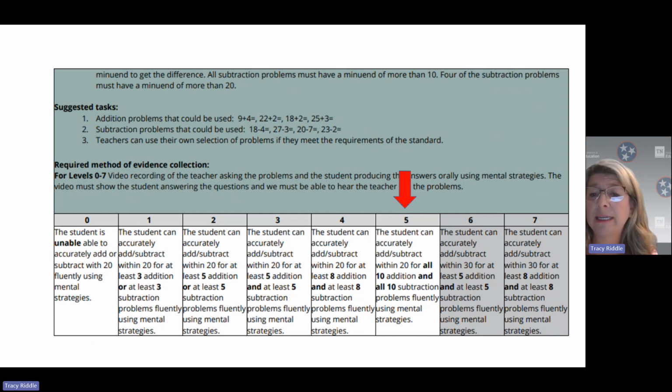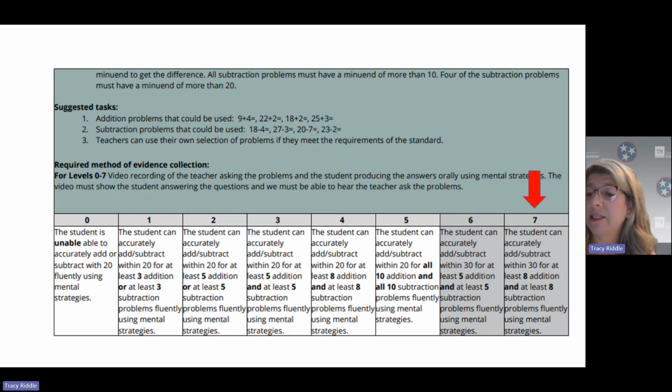Students that have mastered the first grade standard completely at a level 5, then you can assess them on the second grade standard. Remembering that in second grade, we are adding and subtracting using mental strategies within the number 30. At level 6, of those 10 addition problems, the student was able to accurately answer 5, and among those 10 subtraction problems, the student was able to answer at least 5. If they were able to get at least 5 addition and 5 subtraction problems correctly, that is the score of a level 6.